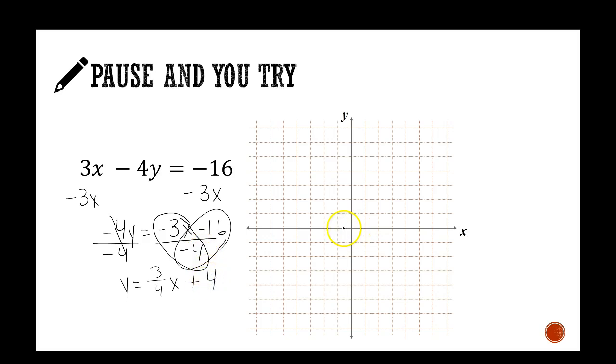So then your starting point would have been this 4, right up there. Slope is 3/4, so that's up 3, to the right 4. So your line should have been up there.